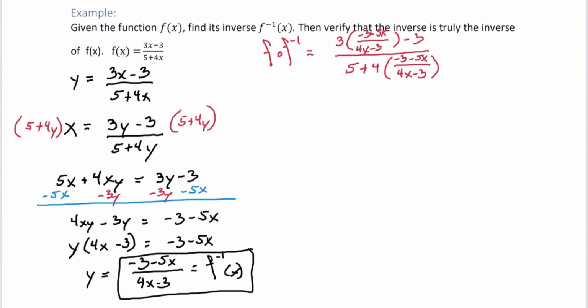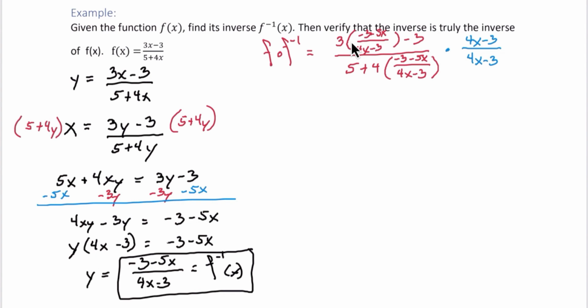Since we have a complex fraction, we want to simplify that by multiplying by the smallest denominator, 4x minus 3, over itself. This process gets a little tedious. 4x minus 3 times this first fraction will cancel the denominator. You're left with just the numerator.